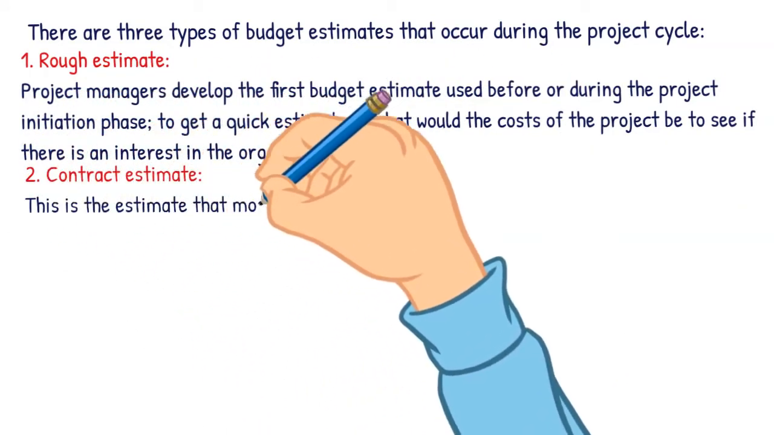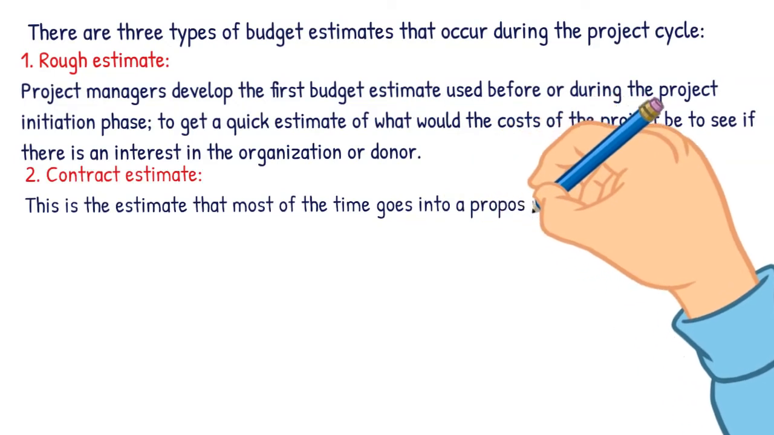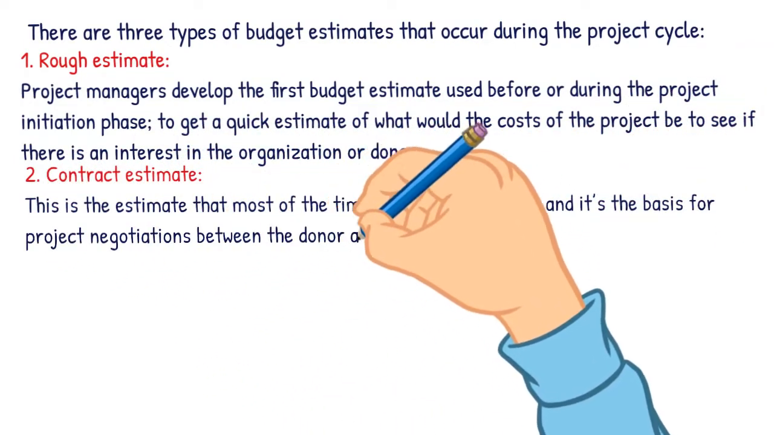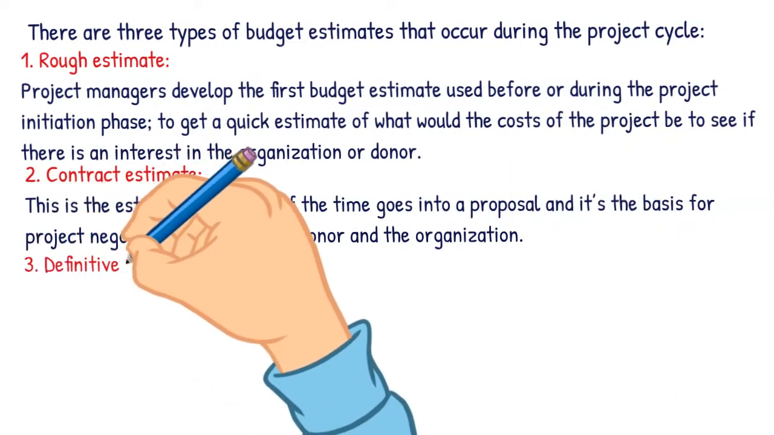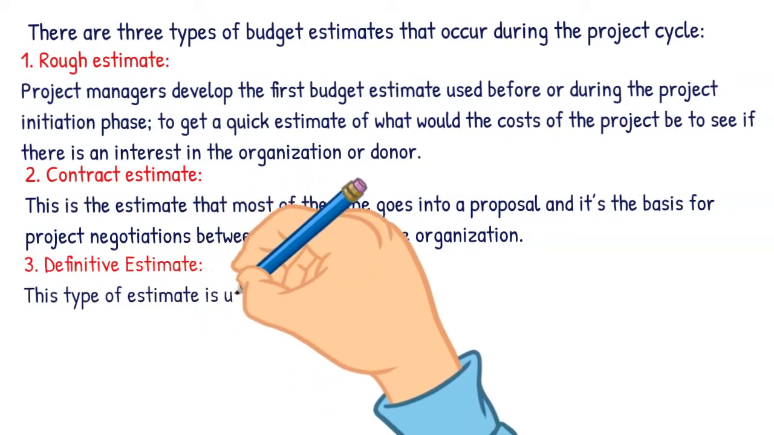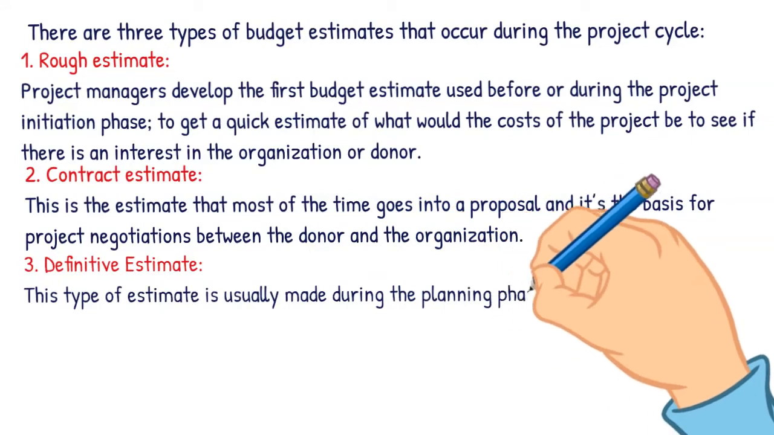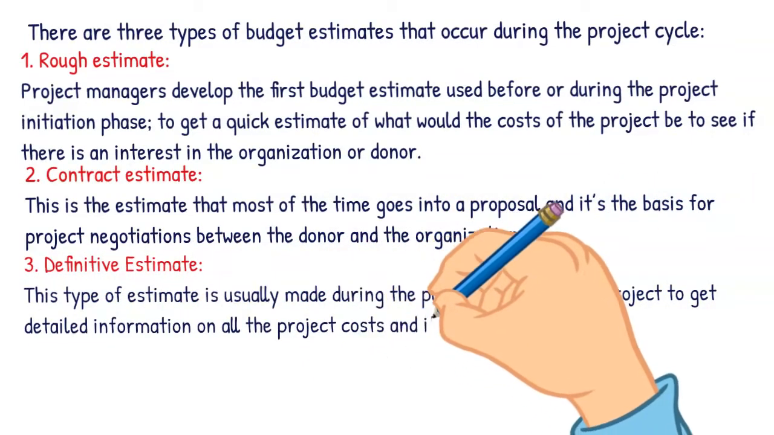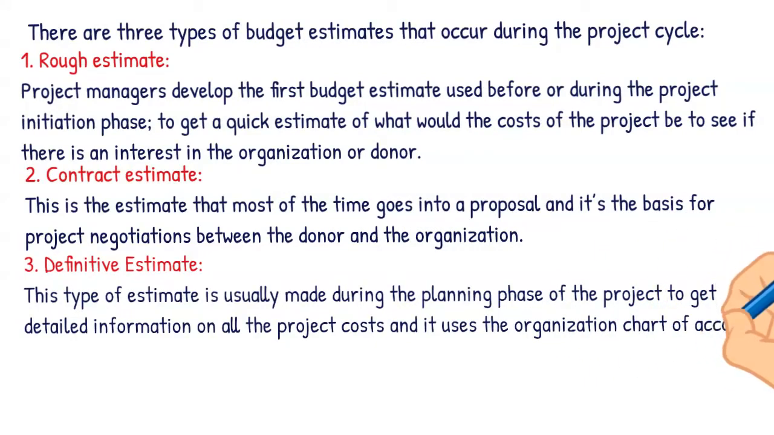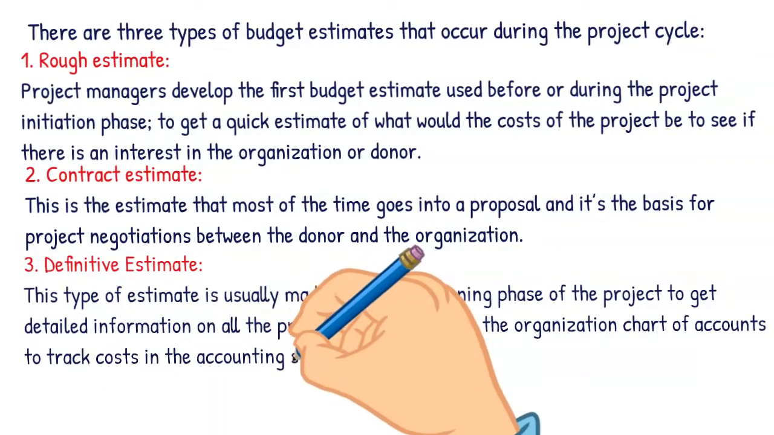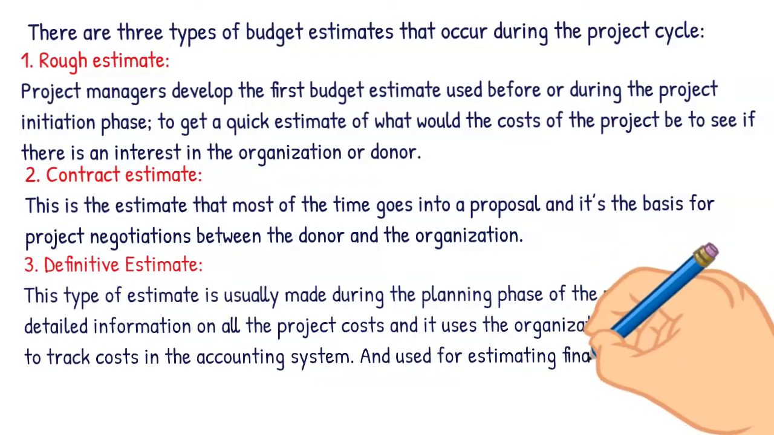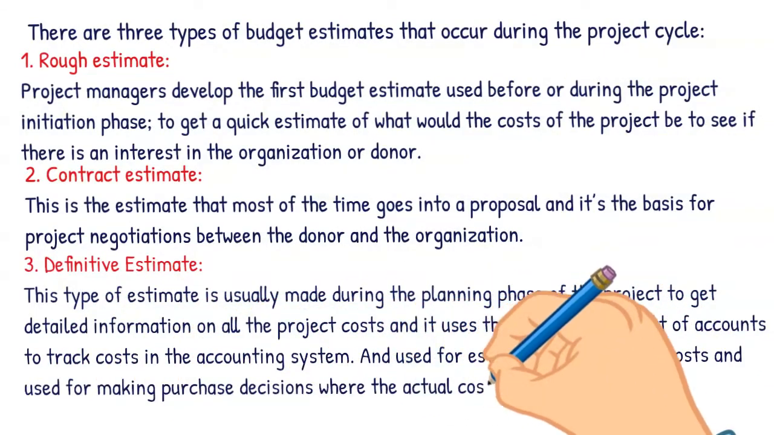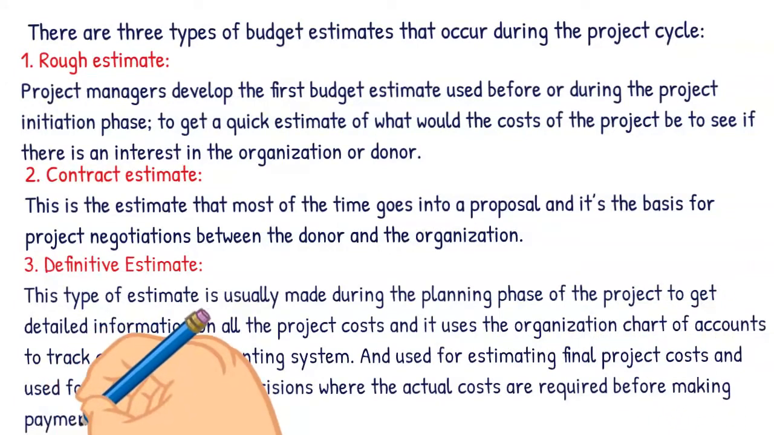This is the estimate that most of the time goes into a proposal, and it's the basis for project negotiations between the donor and the organization. The last one is the definitive estimate. This type of estimate is usually made during the planning phase of the project to get detailed information on all the project costs, and it uses the organization chart of accounts to track costs in the accounting system. It is used for estimating final project costs, and for making purchase decisions where the actual costs are required before making payments.